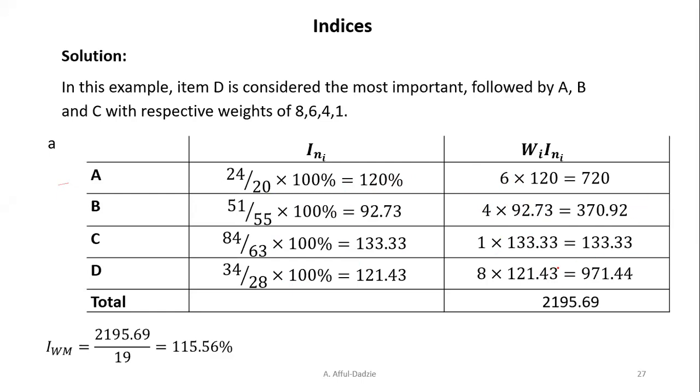And then when you are done, you sum all these, and divide by the total weight. So the total weight, 8 plus 6 plus 4 plus 1, so 6 plus 4 is 10, 8 plus 1 is 9, 10 plus 9 is 19. So the weight is 19. So we'll divide all this by 19, and we'll have 115.56. Now, what this has done is to account for the differences in the weights, in the contributions of each of the elements here.